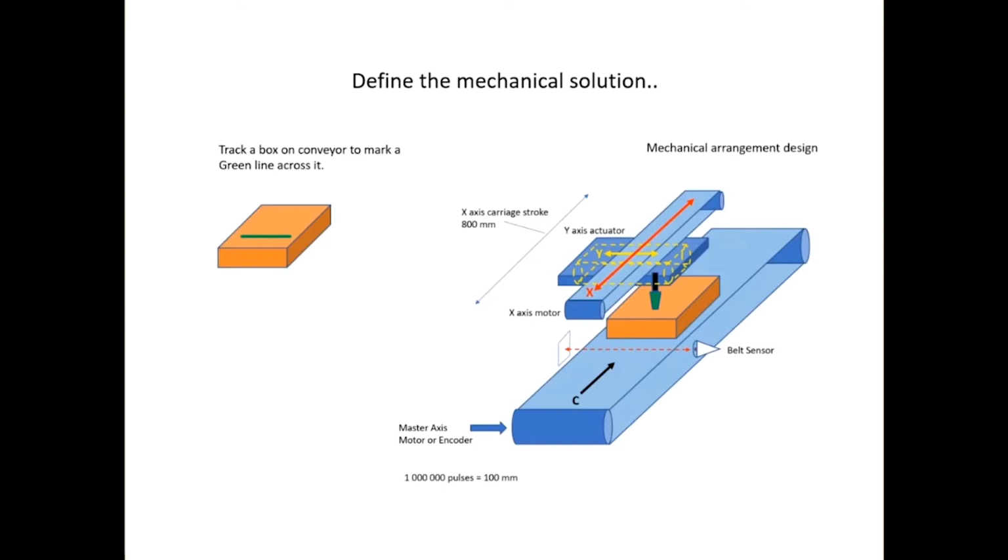As you can see on the sketch, we have a y-axis actuator which will take the green pen across the box. This process is probably going to be time dependent because of the way the ink flows. Similarly, a cutter would also be time dependent based on the cutting speeds needed. And because it's time dependent, we won't be dealing with that in this solution. What we will deal with is the travel in the x-axis in the direction of the master axis or the conveyor.